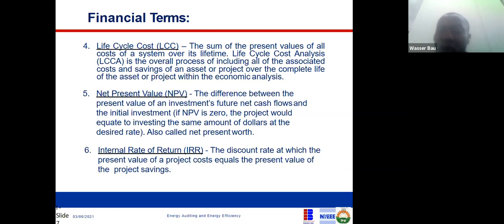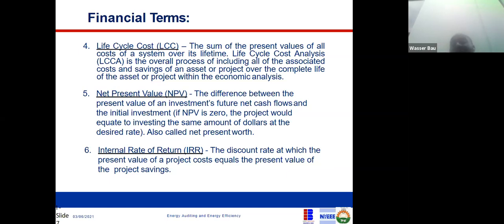But there are also other things we use the NPV for. If the NPV is 0, the project will equate to investing the same amount of dollars at the desired rate. So your NPV can come out as three different terms. It can either be positive, negative, or 0.